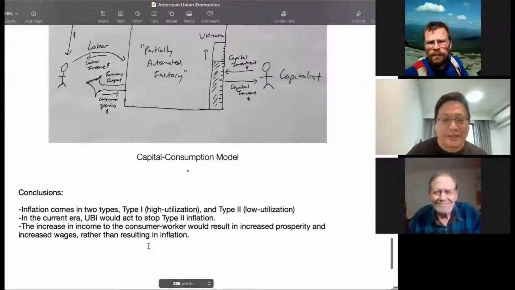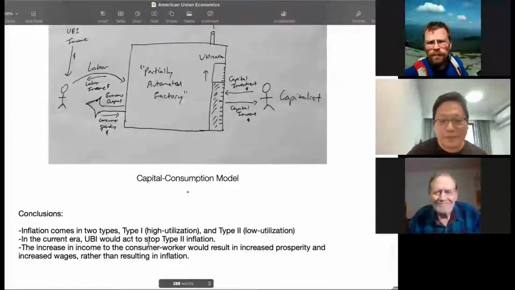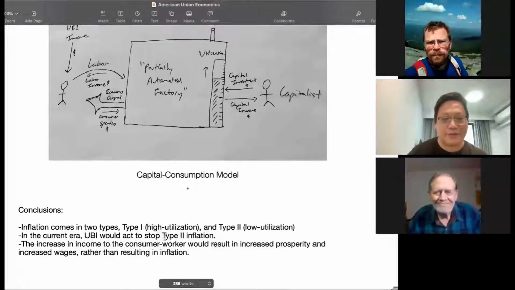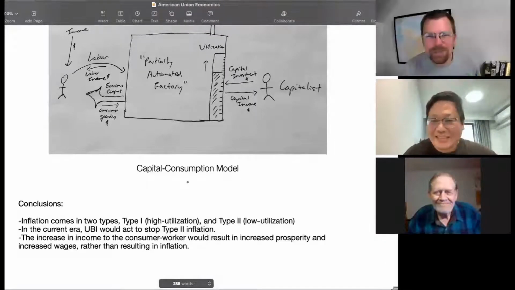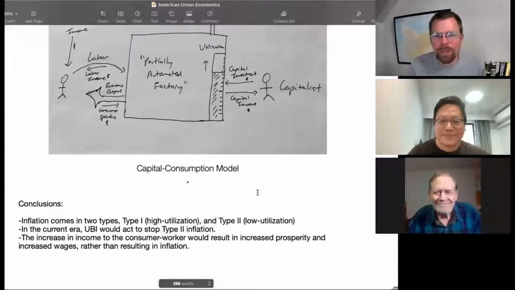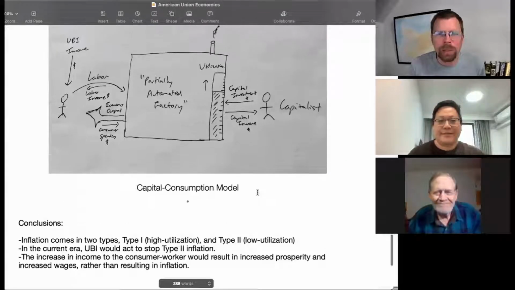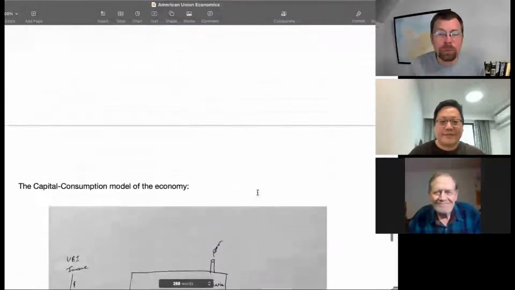So UBI in this era would actually work to stop the type 2 inflation that we're experiencing. So Brian, questions about capacity utilization. Yeah. Like, how does that change over time, right? Because we're producing very different things. How does the measurement change over time? Because we're producing different things.